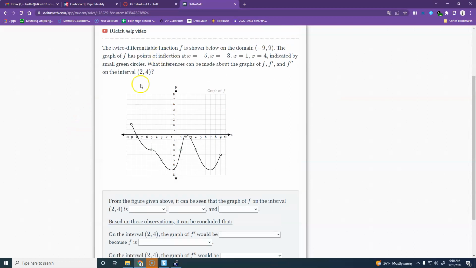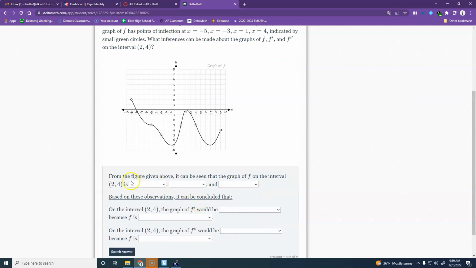All right, so it's going to give you a graph. This gives me the graph of f, and you're supposed to answer here. So, on the graph of f, it'll ask you these things from 2 to 4. So 2 to 4 right here. The graph is negative, it is decreasing, and it is concave down. This is actually asking you about the function f, right? Then it's going to ask you conclusions from that.